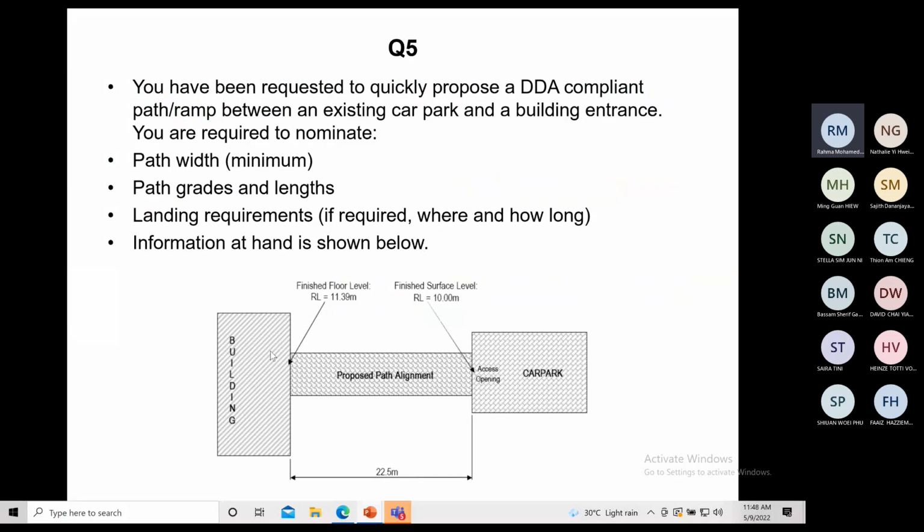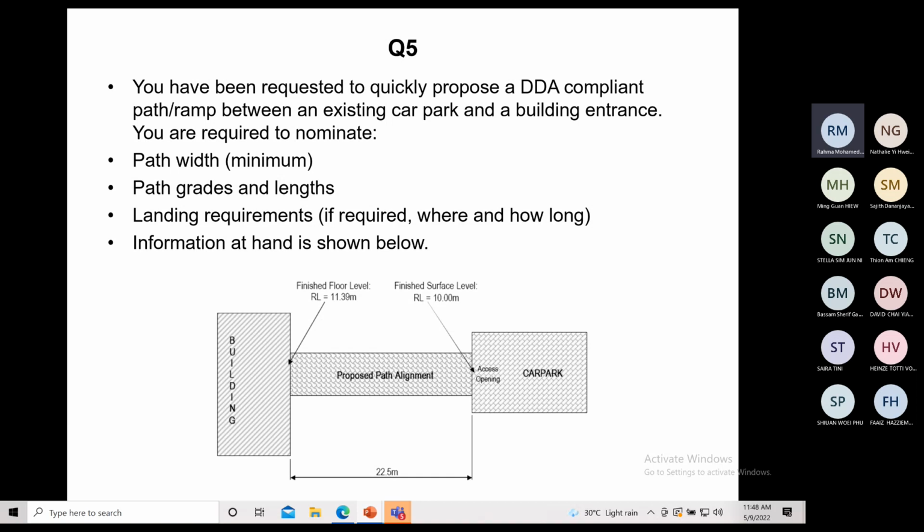So you have a building entrance, which is at a reduced level of 11.39. Then this is your proposed path alignment. Then you have a finished level of your car park, which is 10 meters, so it's lower. And this is your horizontal width between building and car park, 22.5 meters. So you have to design either a path or a ramp. Whether you provide a ramp or a walkway will depend on the gradient and the distance you use.